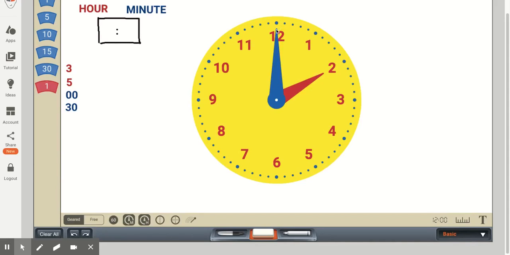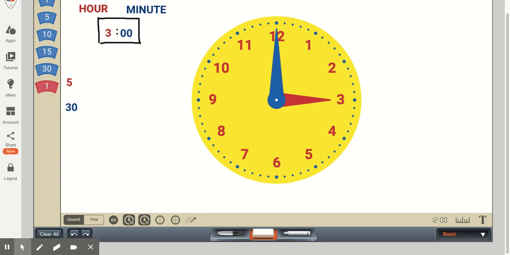You can do the same thing. One more hour. The minute hand is going to go all the way around. When it reaches 12, we now have 3 o'clock. And just like we had before in our digital clock here, 3 o'clock would be represented by the hour of 3 and no minutes past 3 o'clock.